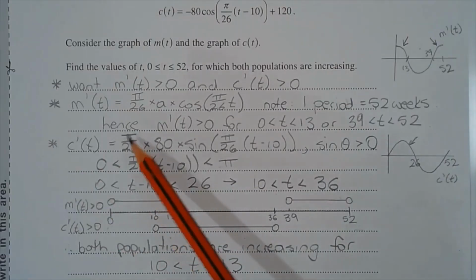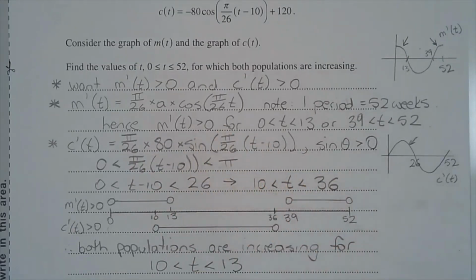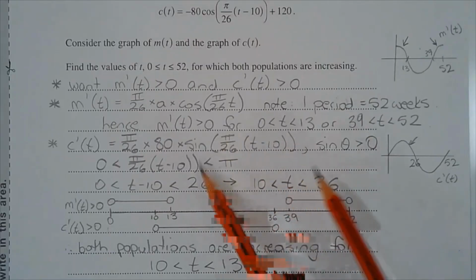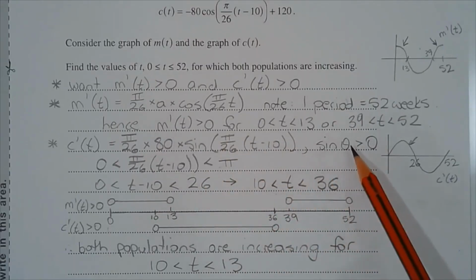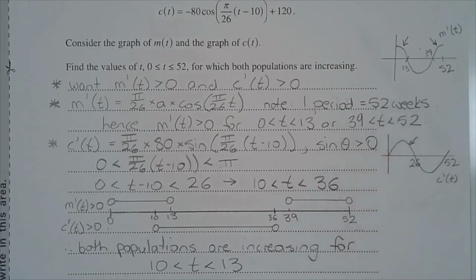And that's equal to pi over 26 multiplied by 80 multiplied by sine of pi over 26 (t minus 10). This is a sine curve that's been dilated vertically and horizontally and also translated horizontally. Now, if we replace pi over 26 (t minus 10) with theta, we want values of theta such that sine of theta is greater than 0. And we know that sine of theta is greater than 0 for values of theta between 0 and pi. So we can solve for t if we treat this angle as an inequality. I'm going to treat this as a two-way inequality, in fact.